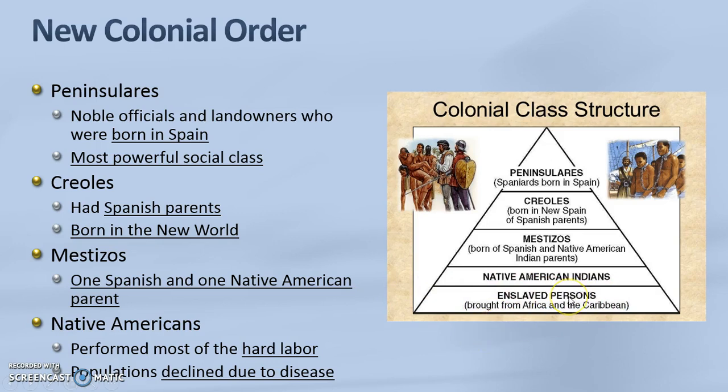In this pyramid, you also have Native Americans who are the ones who are going to perform most of the hard labor until the slaves are brought in from Africa. And that is because they die off due to the diseases and the harsh conditions.